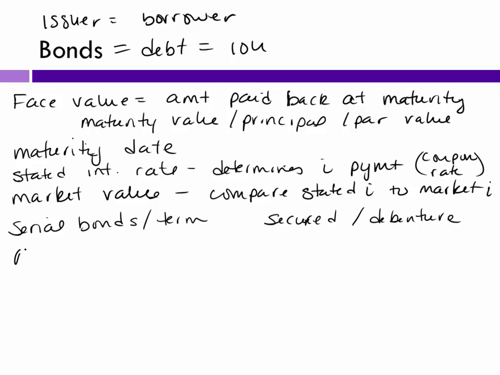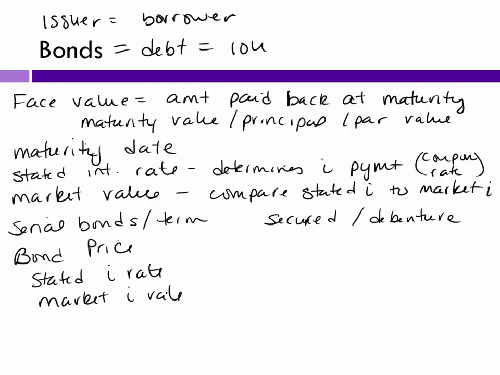Now the bond price, what they issue it for. When they issue the bond, they get cash, and then when it matures, they pay back. And those two amounts aren't always the same. The bond price is determined by the stated interest rate, the current market interest rate, and the length of time for the bond.